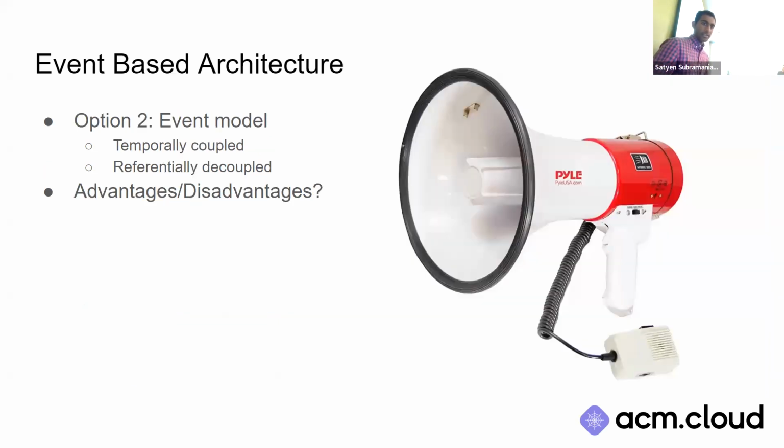Cool. Okay, and then another approach is what's known as the event model. This is temporally coupled, but referentially decoupled. The idea here is that we have some sort of source that's sending out events, effectively shouting out to the world, and anyone that wants to listen in can choose to do so. That's why it's temporally coupled, because the events are at a fixed point in time, but anybody can listen in if they want to. There's no referential relationship between a publisher and a subscriber in this case.